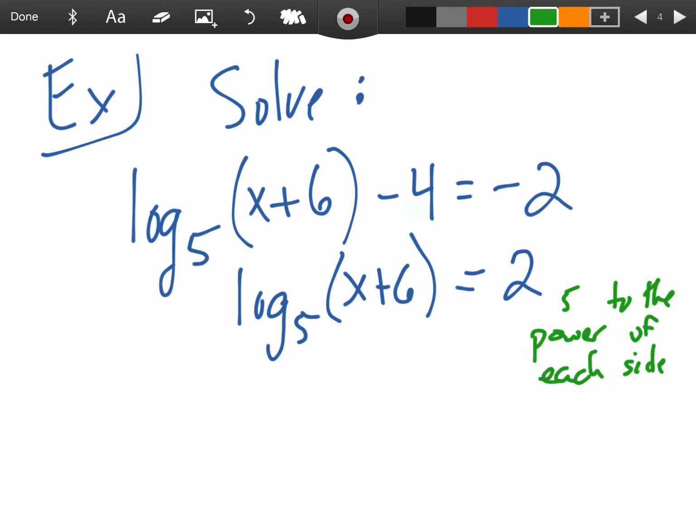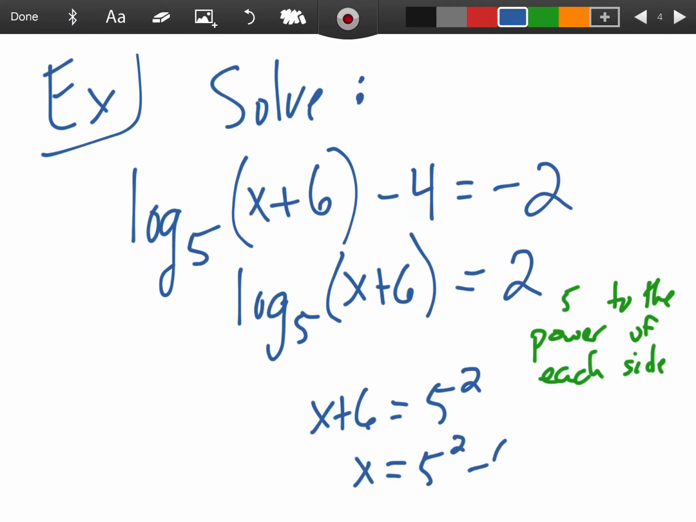On the left side, that is going to cancel out, so I'm now left with just x plus 6. On the right side, I have 5 squared. And then I'll just subtract the 6 over, so x equals 5 squared minus 6. This one, fortunately, is easy enough for us to solve. 5 squared is 25, minus 6 gives us 19.